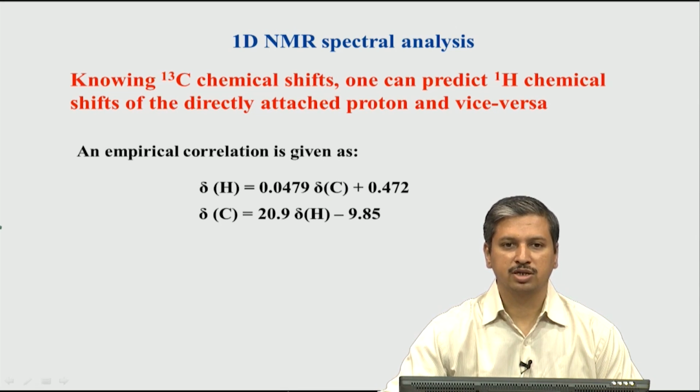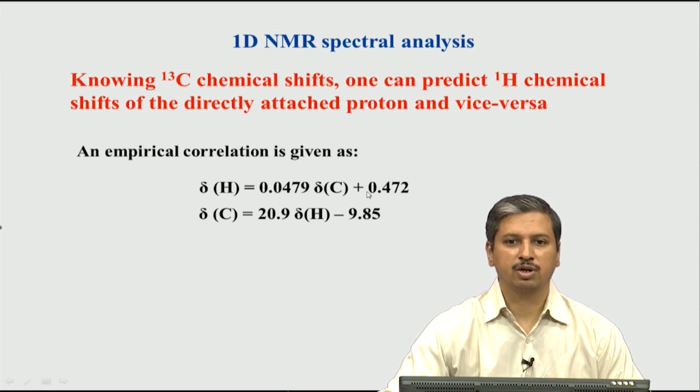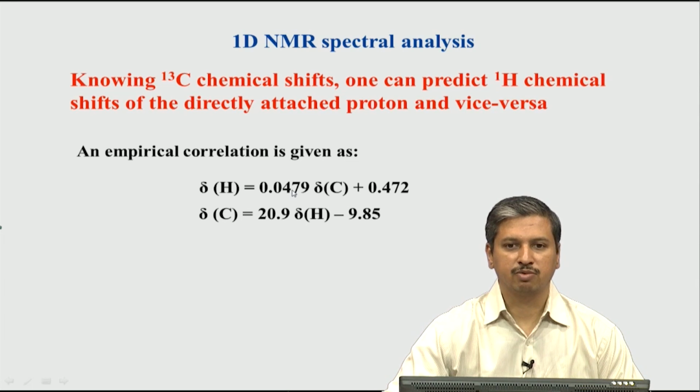So, this is a very interesting correlation, an empirical correlation which was discovered, that whenever a proton chemical shift increases, the carbon chemical shift also increases, and this will be of some relevance when we come to 2D NMR, especially when we look at the heteronuclear NMR spectroscopy.